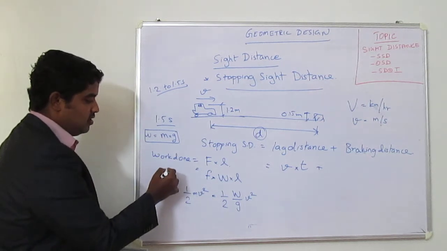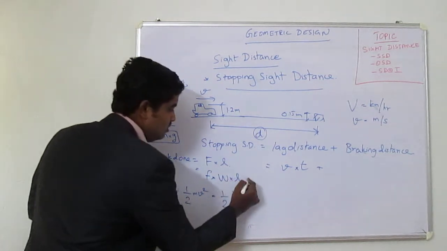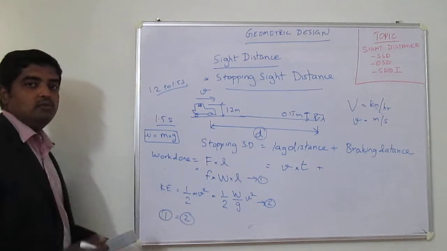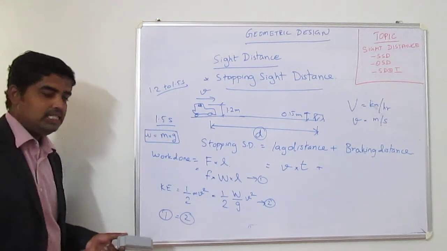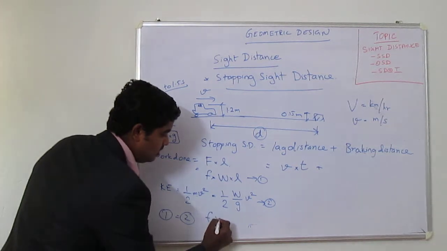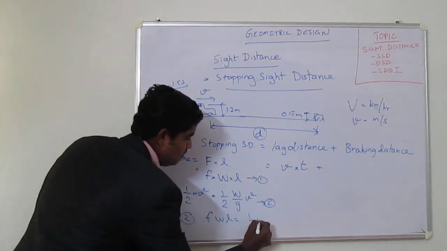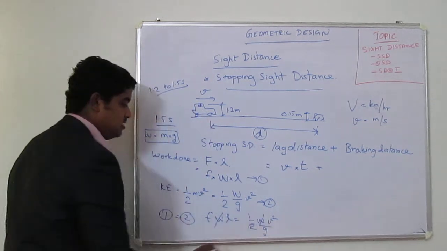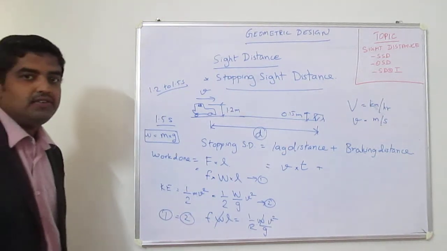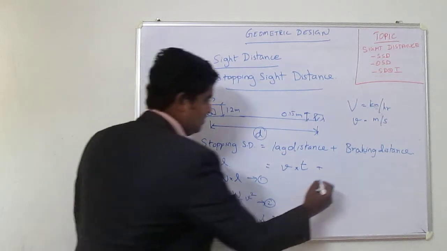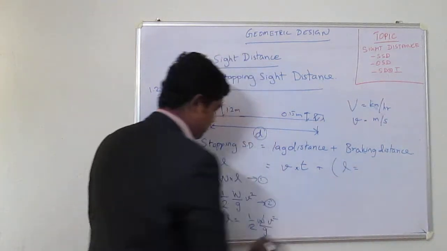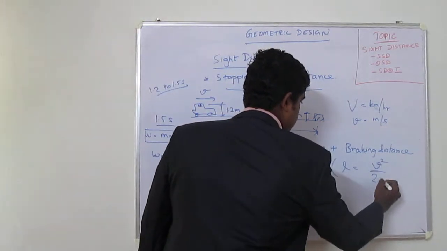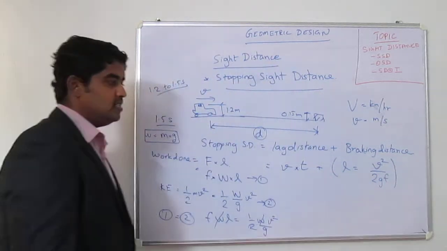So work done is equal to kinetic energy. Let this be 1 and this be 2, so 1 is equal to 2. Work done in stopping the vehicle will be equal to the kinetic energy. So if you equate it, half W v square by g. W will cancel, and here L is nothing but the distance required to stop the vehicle. So L equal to v square by 2gf. Right? This is the braking distance.